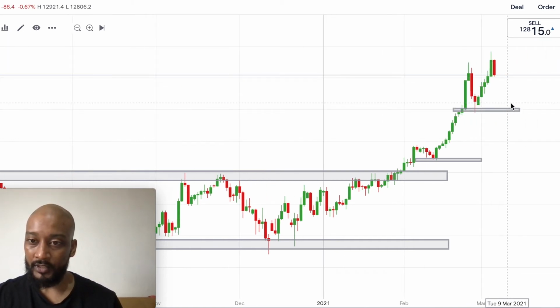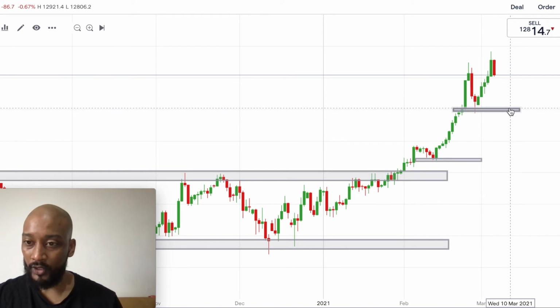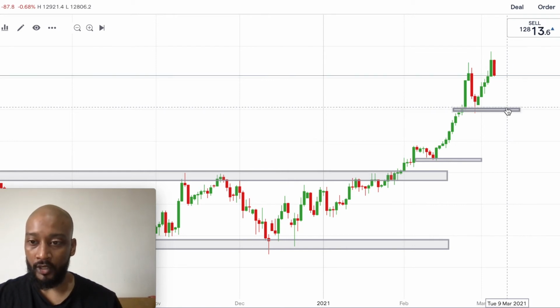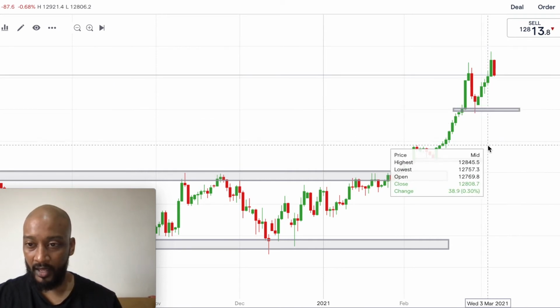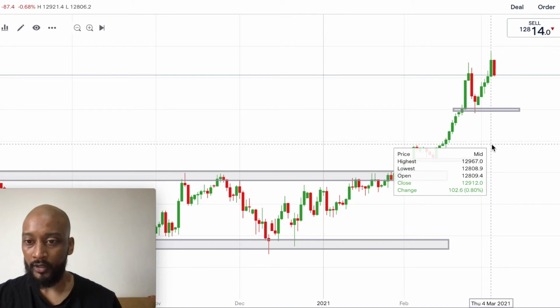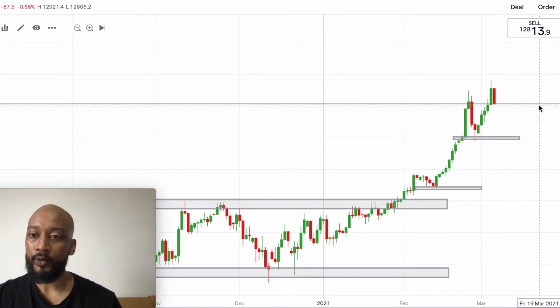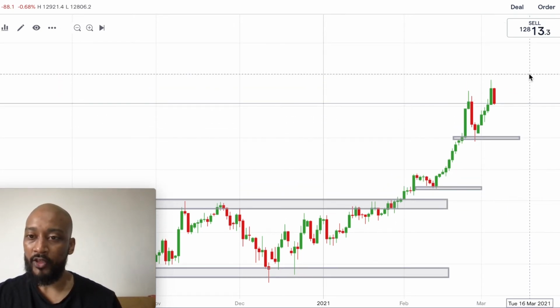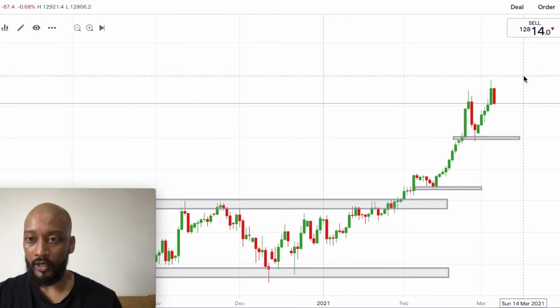For exporters, if we can get back down to this level 126, then that is going to be your first target, and if we're going lower than that, then probably around here 124-ish. For importers, if we can get up to 130, if you're holding out, that would be your target.